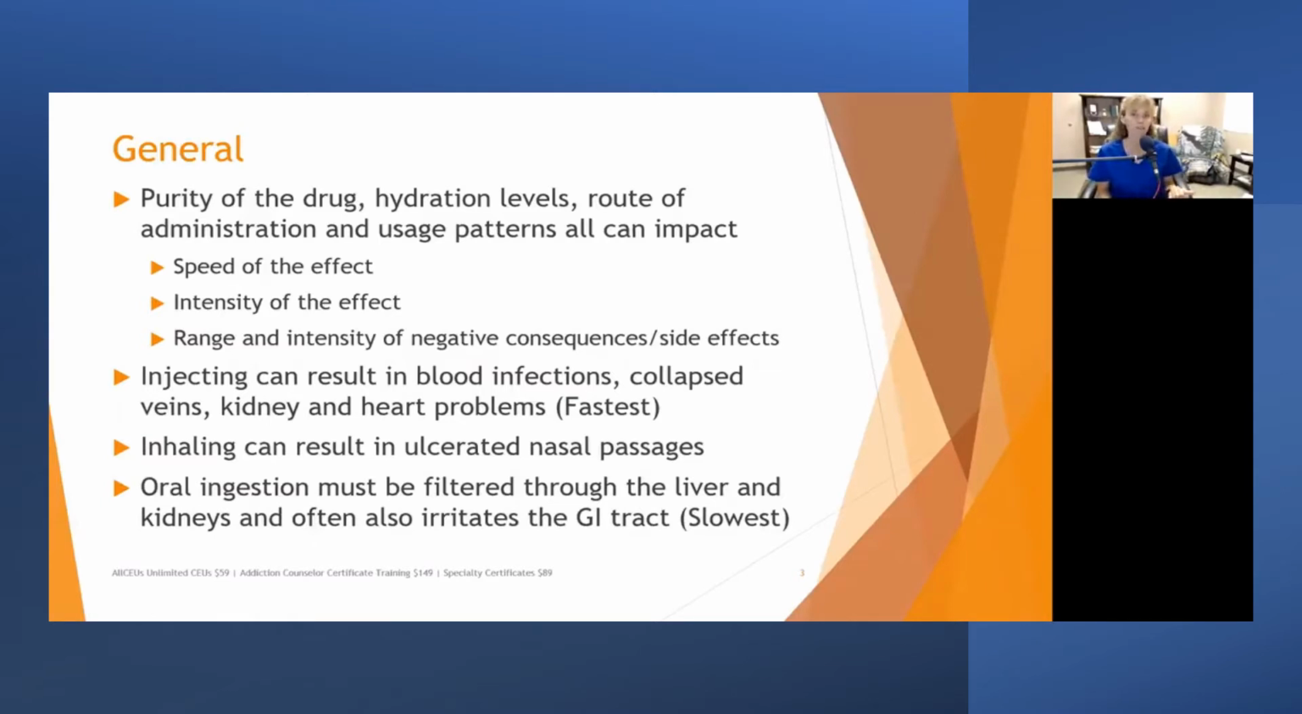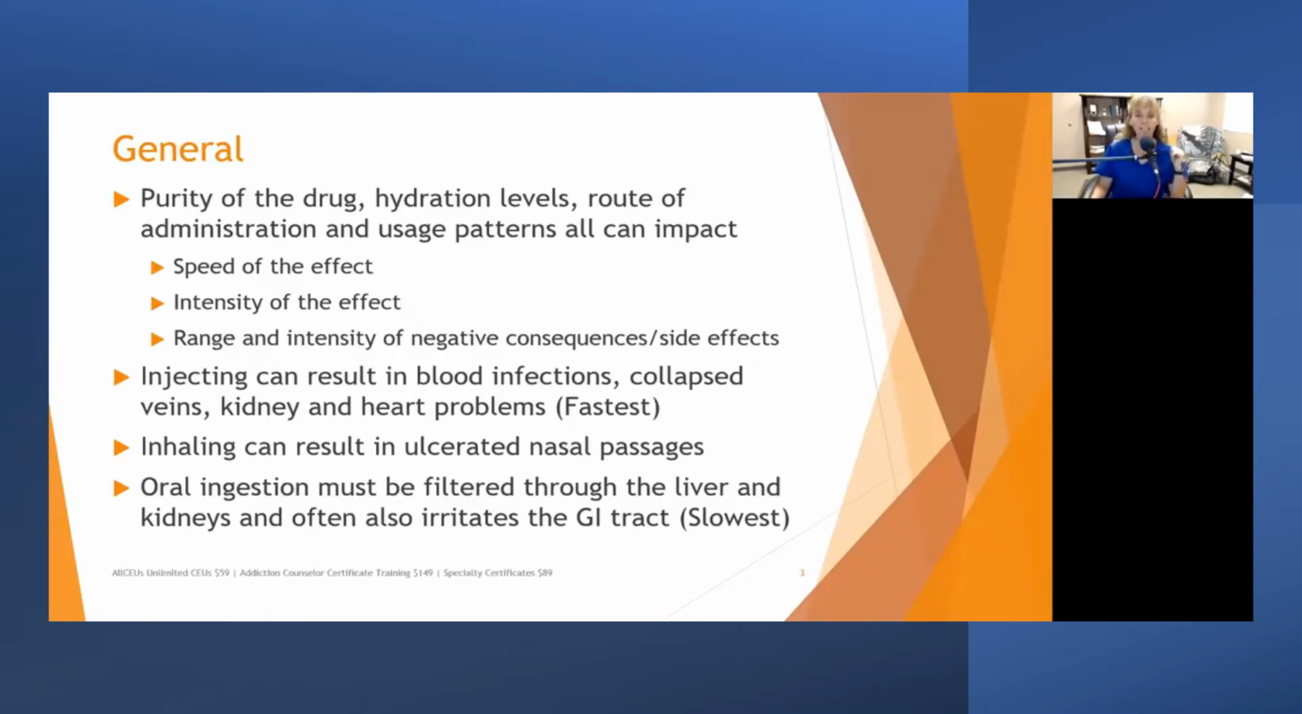The route of administration. If people inject, it goes in a lot faster. Inhale, it goes in faster, and oral is the slowest. And usage patterns. If somebody uses every once in a while, they may get a really intense effect. If they're a habitual user, they may have started to develop tolerance, so they may not have the same effects as other people. And we're going to talk about tolerance and sensitization later in the podcast.